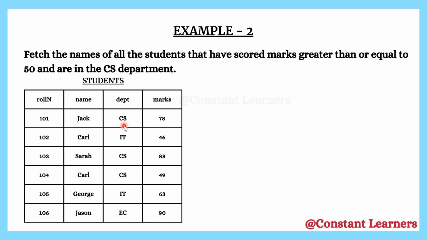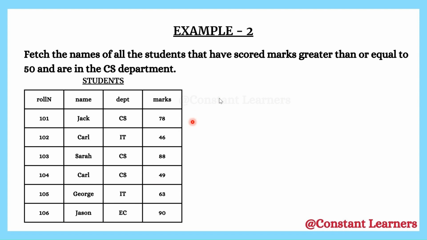So let's see. Here Jack is in CS, has marks 78. So this satisfies our condition. Here Sarah is in CS, marks are 88. Again, this also satisfies the condition. Then we have Carl in CS, but the marks are 49. Now, department CS is being satisfied. This condition is true, but marks are less than 50, which is not true. Hence, this row will not be present in the output.